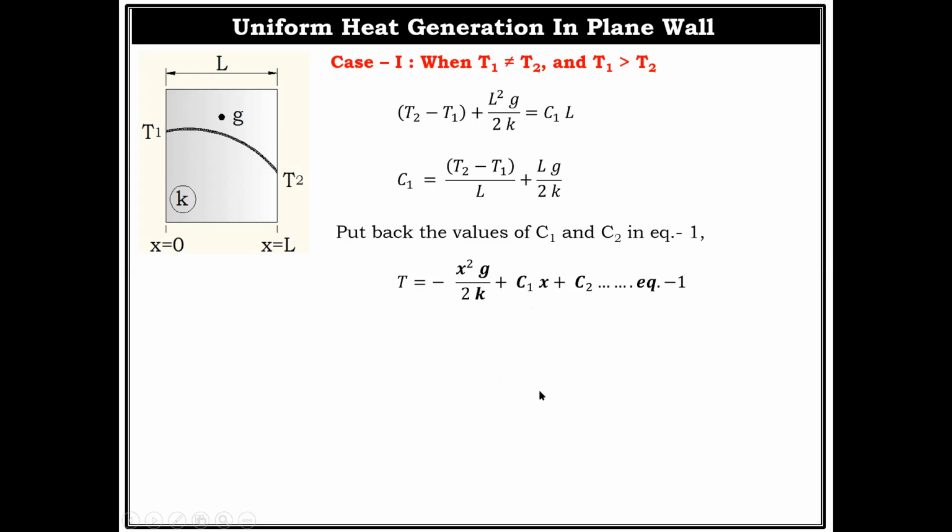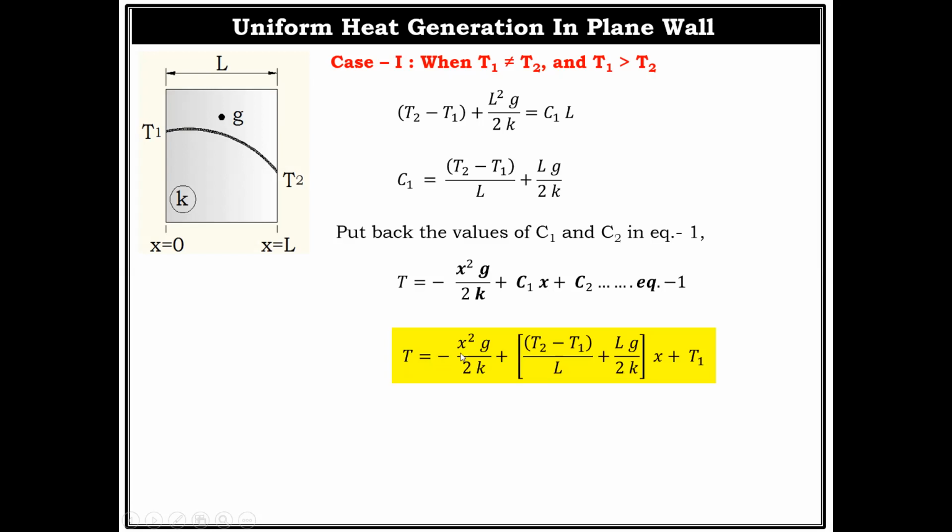Now put the value of C1 and C2, so it becomes T is equal to minus x square g upon 2k plus, what is C1? C1 is (T2 minus T1) upon L plus Lg upon 2k, into x plus C2, which is T1. So this is the temperature equation for a plane wall when T1 and T2 are not equal and T1 is greater than T2. So smaller T minus larger T.